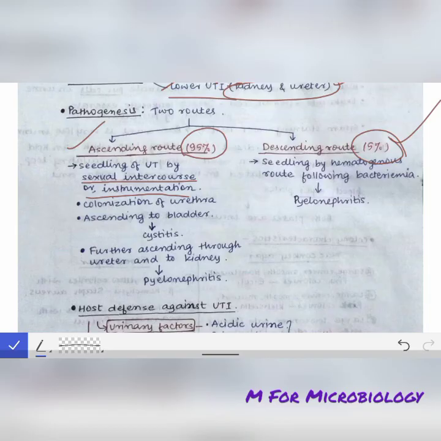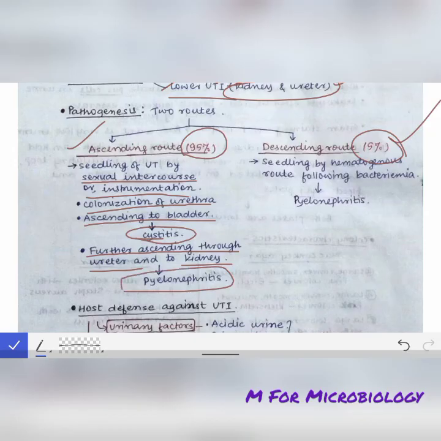Now see what are the stages in which the bacteria infect the upper urinary tract. First the bacteria colonize the urethra. From the urethra they ascend to the bladder and cause inflammation of the bladder, that is cystitis, and further ascend through the ureter to the kidney. They cause the infection or inflammation at the kidney, which is called pyelonephritis.